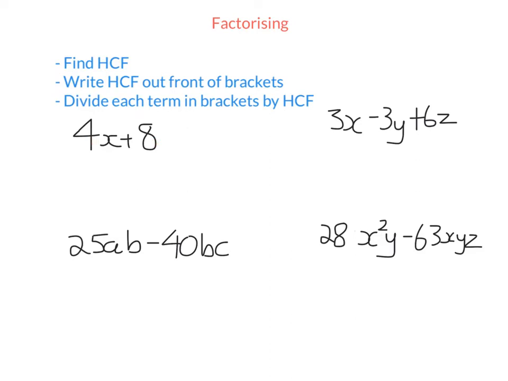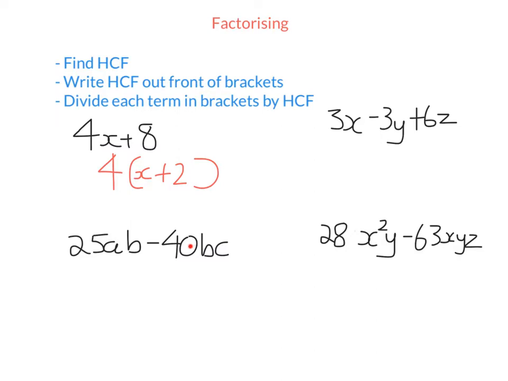One term, two terms. The highest number that goes into 4 and 8 is 4. So I put that out of the brackets. Then in the brackets, I go 4x divided by 4. Or if you like, what do I times by 4 to get 4x? That's just x. What do I times by 4 to get positive 8? Well, that's just positive 2. And we're done. If I were to expand this using the distributive law, I'd get that. So factorising and expanding undo each other, just like multiplication and division.